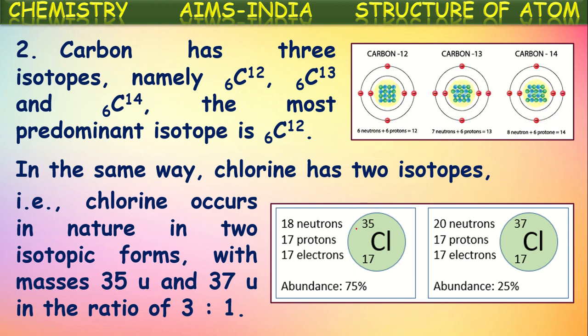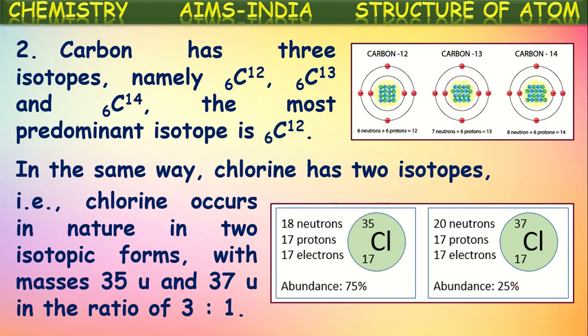So the chlorine with mass number 35 exists around 75% in nature. Its abundance is 75%, as mentioned here. And the chlorine with mass number 37 exists around 25% in nature. That we call abundance. So its abundance is 25%.